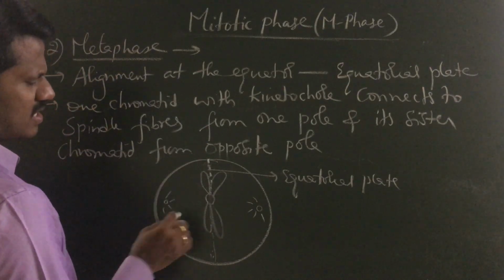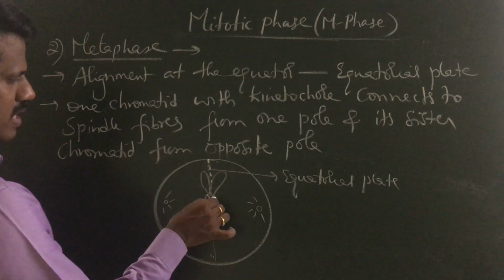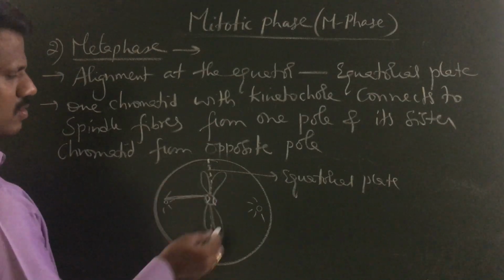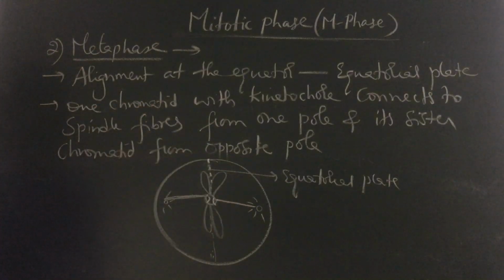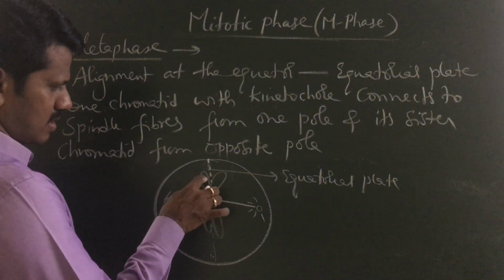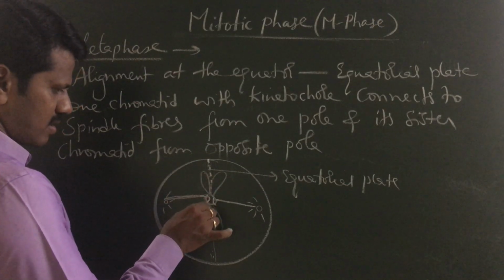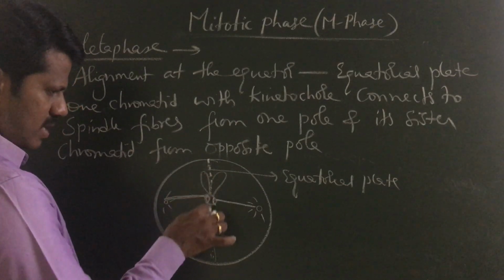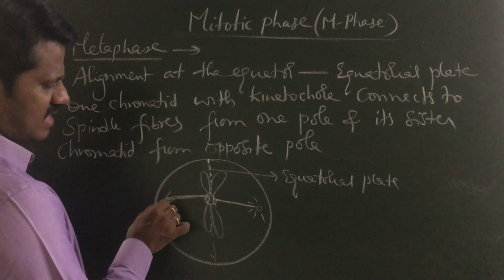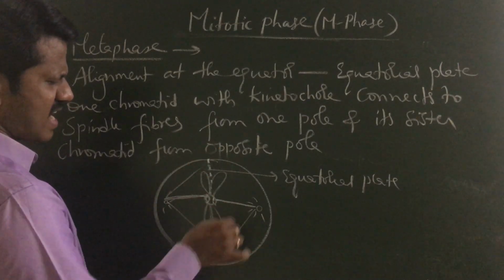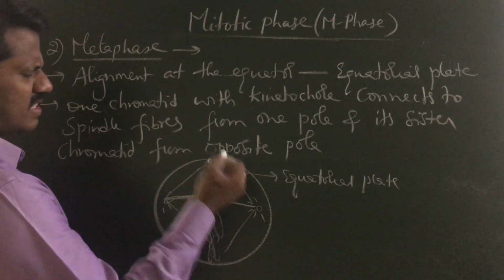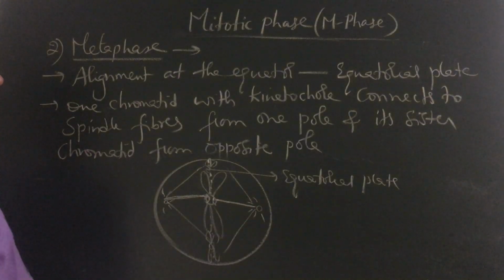Here you see, this is the centromere. We have two kinetochores. From here, one spindle fiber will attach to one kinetochore, and from here, one spindle fiber will attach to the other kinetochore. That means one chromatid with one kinetochore is one part, and another chromatid with another kinetochore is another part. Like that, whatever chromosomes are present, they will attach like this, to the next chromosome and the next. So this is the arrangement.